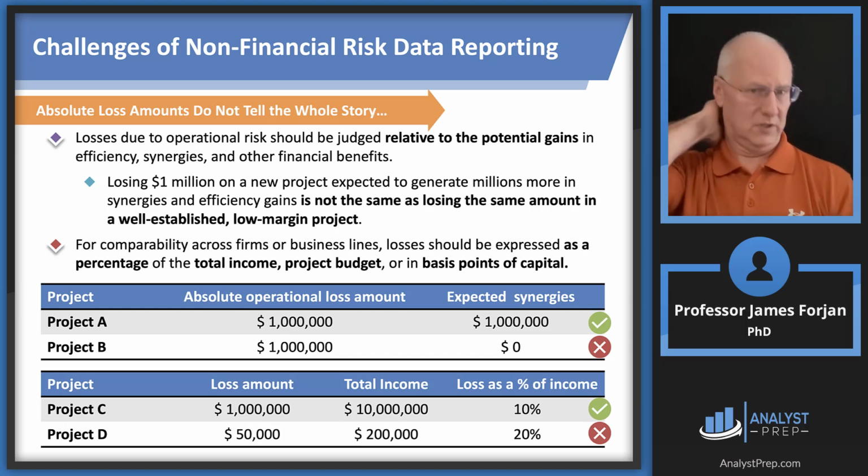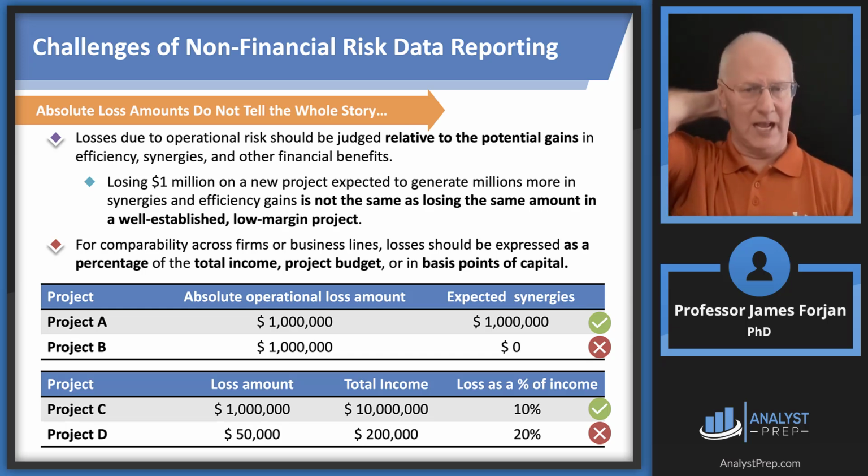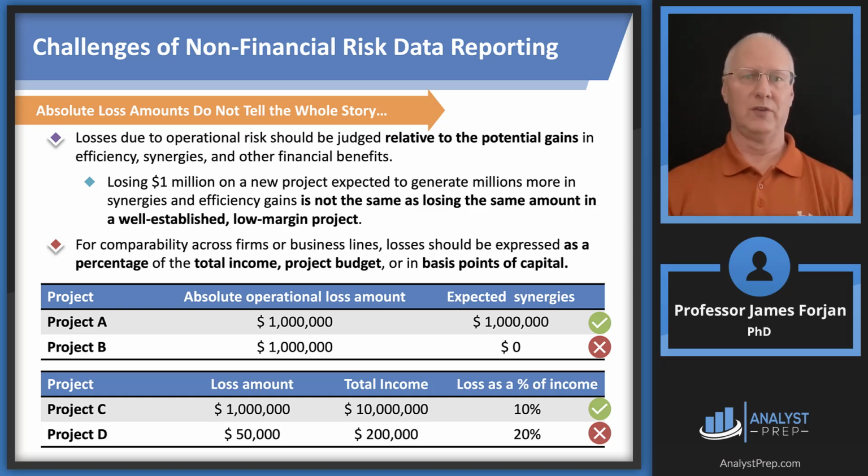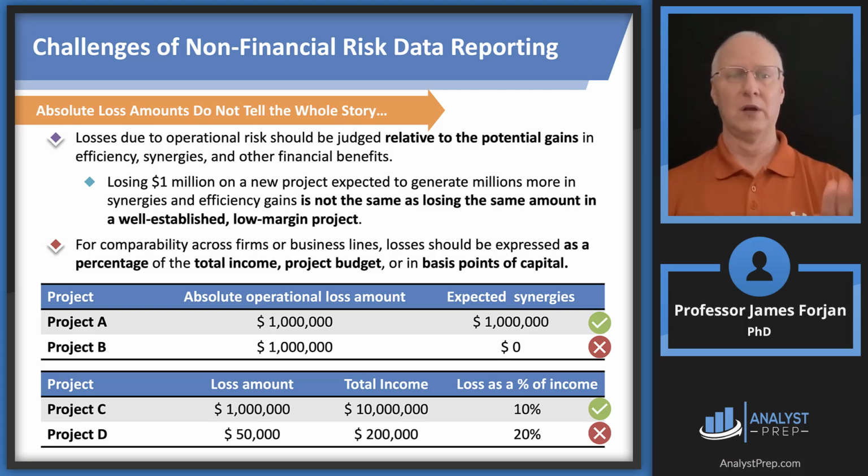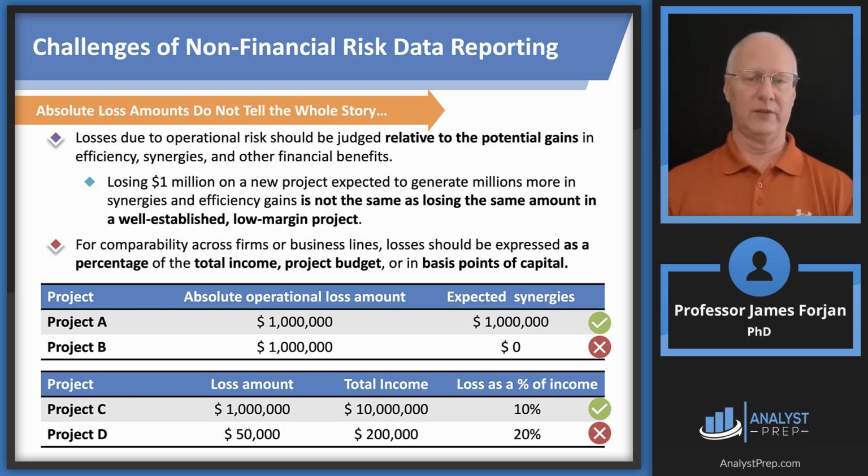Now here's a super simple, what might appear to be a complex slide, but it's really not. It really says something about the difference between what I was saying earlier. We'd have to look at these at the absolute level. So here's an example of $1 million. So project A and project B, we've got this operational loss amount, $1 million. Well, does that sound like a lot? Well, by itself, it may or may not be a lot. What we need to do is compare it to, in this first series, expected synergies. And so what we're saying is that we might lose this amount, but we might gain this amount. So, there's the check mark over there. That's probably good risk management skills.